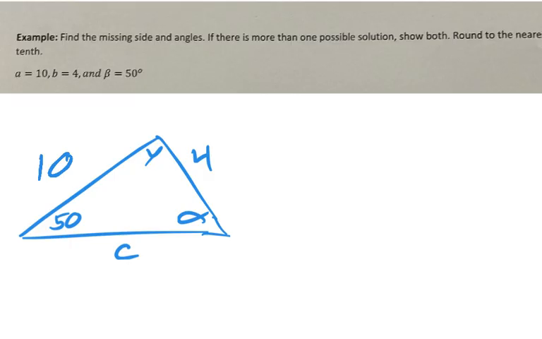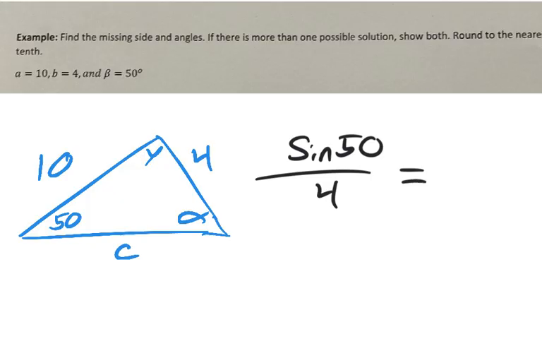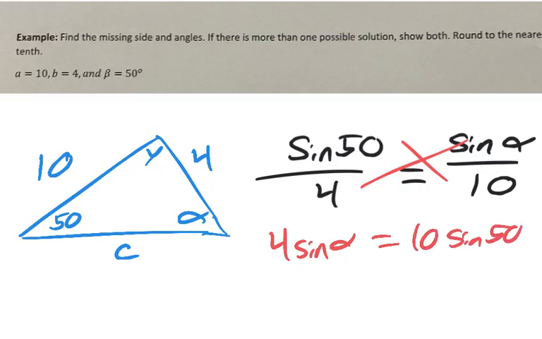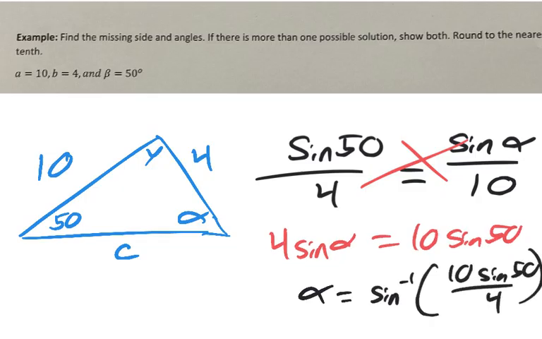Can I use the law of sines? How do I know I can use the law of sines? I've got an angle and a side opposite. I have a pair, so I can do the law of sines. So sine of the angle over the side equals, the only other thing I know is 10. So sine of alpha over 10. Cross multiply: 4 sine alpha equals 10 sine 50. Divide by 4 and then take an inverse sine of both sides. So alpha equals the inverse sine of 10 sine 50 over 4.